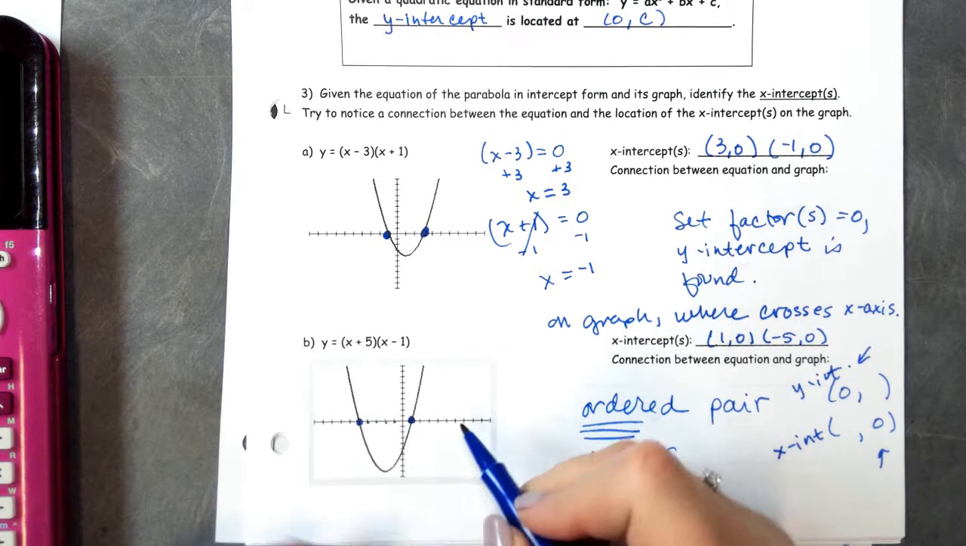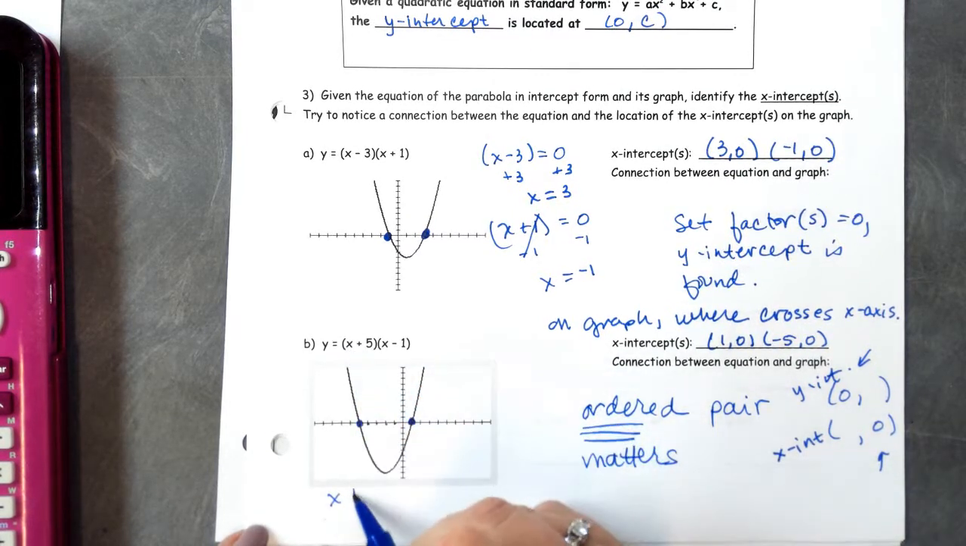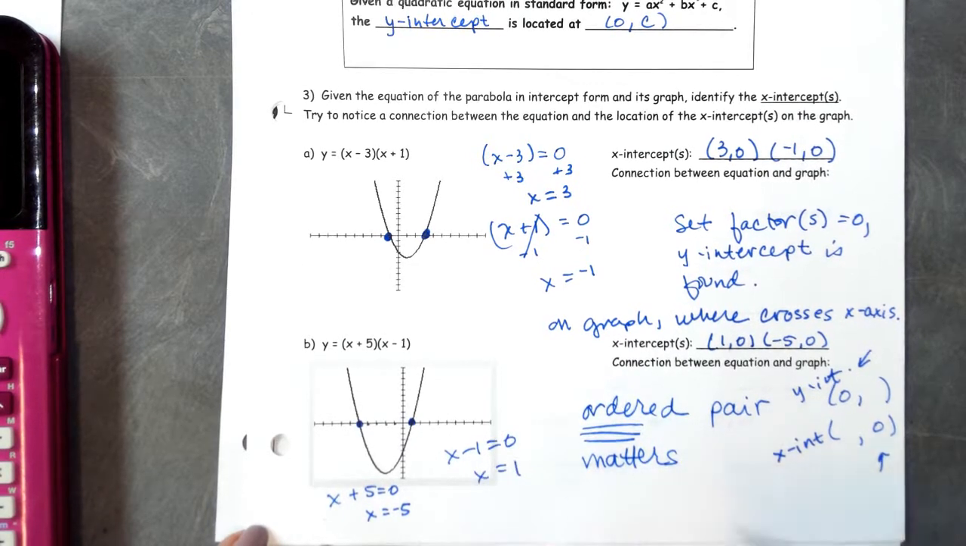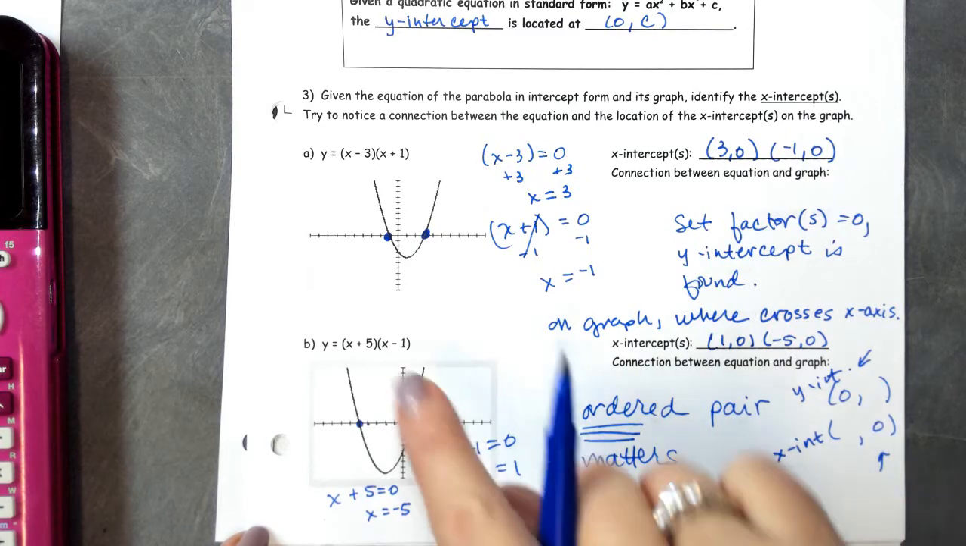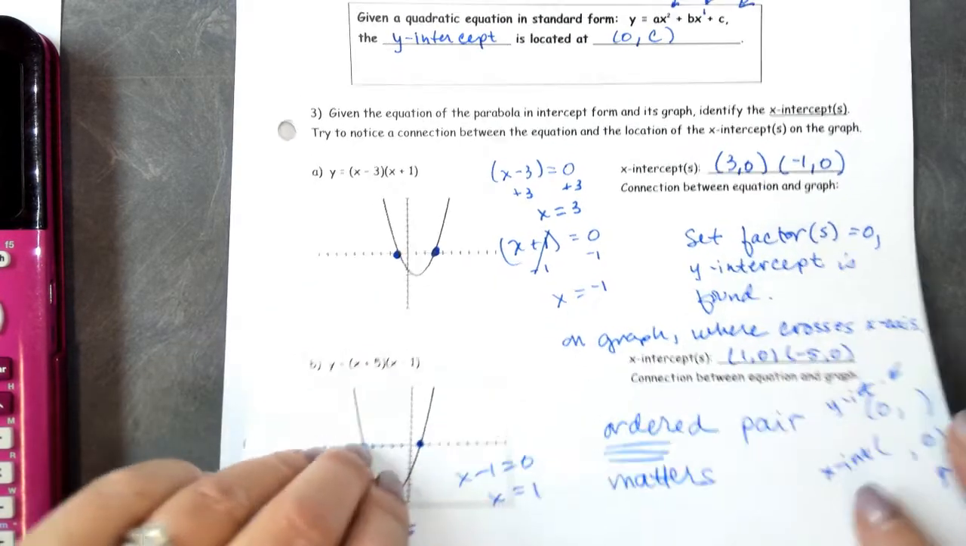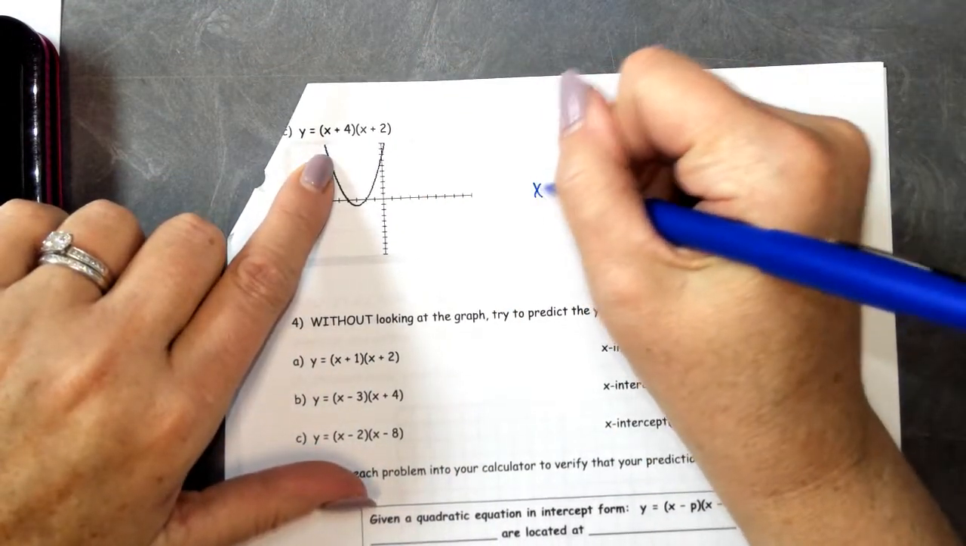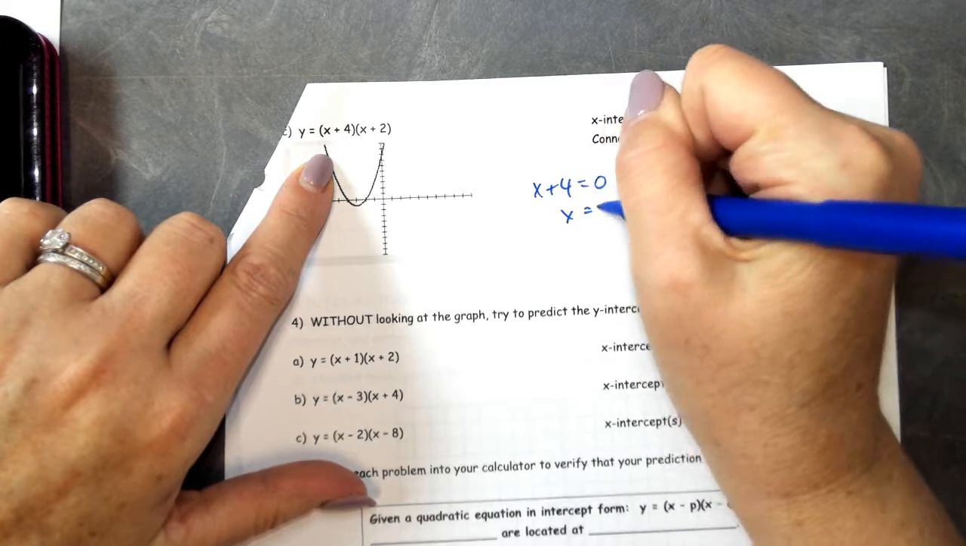Graphically, I would set x plus 5 equal to 0. So x is negative 5, and x minus 1 equal to 0. X equals 1. So you could do it algebraically or graphically. All right, so then this one, I'm just going to go ahead and plug it in. X plus 4 equal to 0. X equals negative 4.